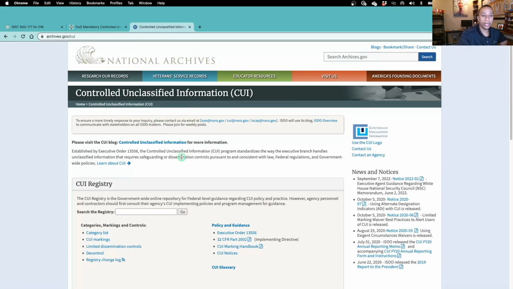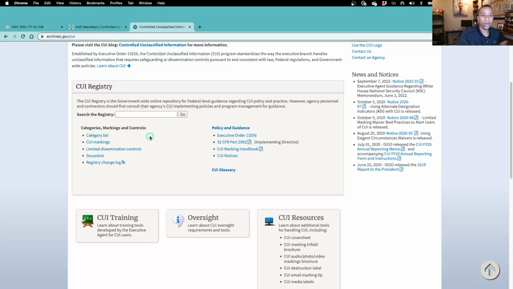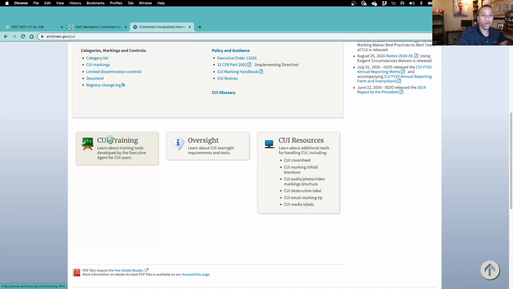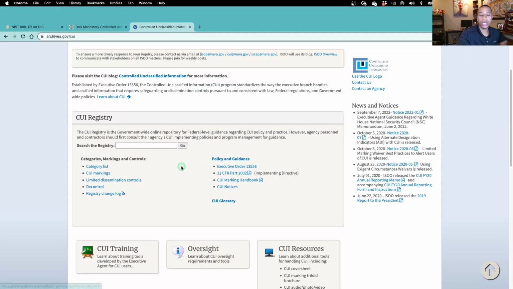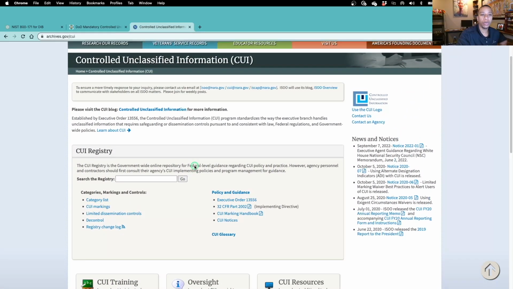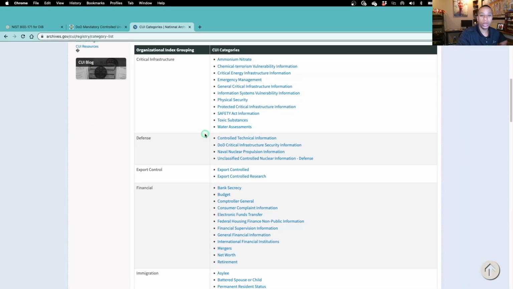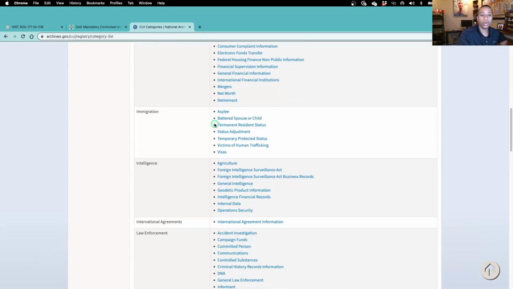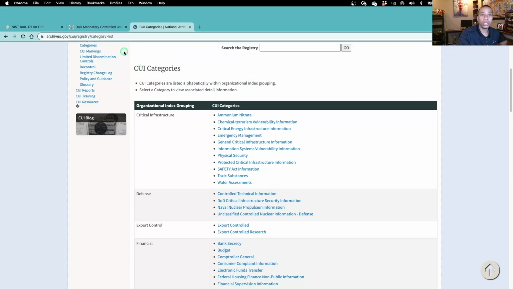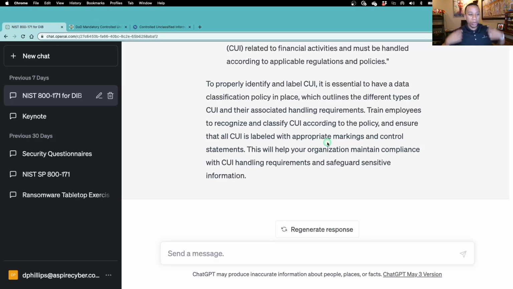And I referenced the NARA CUI registry. So controlled unclassified information, we have the different categories, different markings. I also have training. So there's a lot of resources out there for you, free resources to help you better understand how to identify and categorize the CUI. We have all the different categories: defense, we have the controlled technical information, export control. So I'll give you additional guidance. Ready to wrap up this practice.